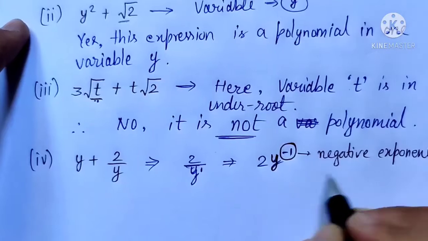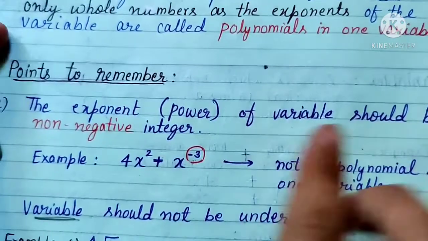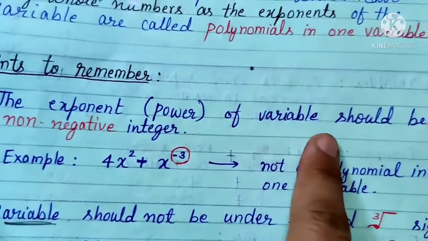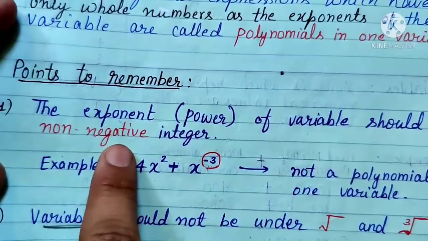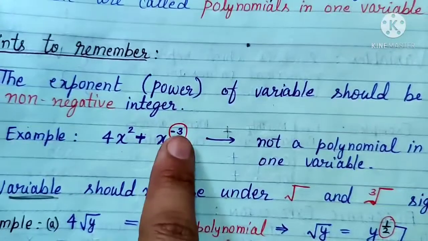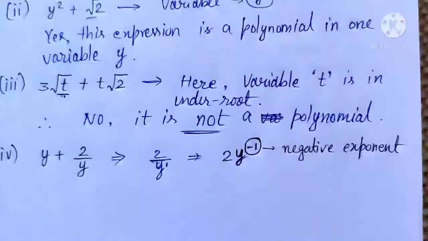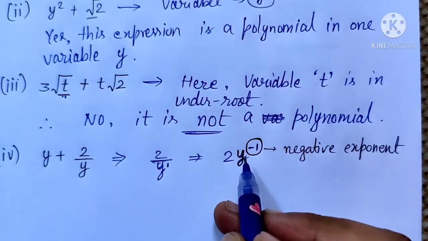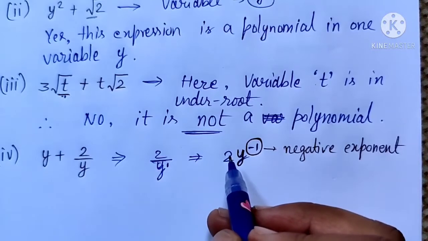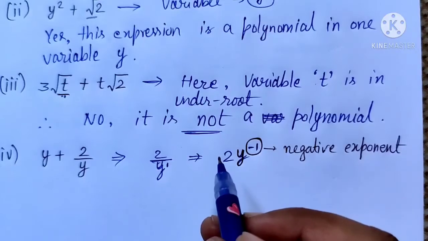Okay. And what we have learned in our rules, let me once again remind you. The first rule: the exponent, or power, of the variable should be non-negative. It means it should be positive. It should not be negative. As you can see in the example I have given, the power of the variable is negative, so it is not a polynomial. Therefore here also, the power of the variable is negative, so it is not a polynomial.